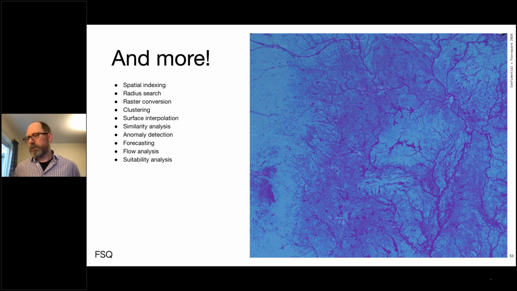So you can apply tensors to them. You can spit them out and come out with a new surface of pixels that represents, for example, a forecast or a prediction about what you're going to find based on the data that you input to your model. You can do things like flow analysis, or, as I said, suitability analysis, and there are many more.